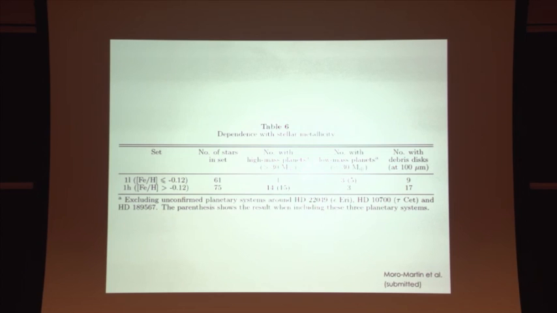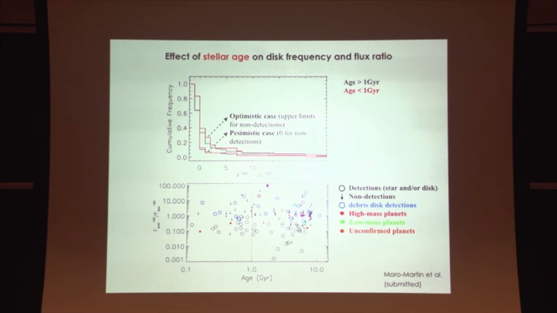And then I also looked at what the frequency was for stars of different metallicities, to see if I could recover some of the non-correlations as a sanity check, right? And because I know the ages, I can look at the effect of stellar age on this frequency and flux ratio.